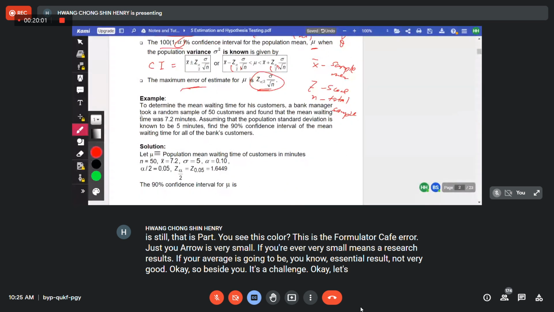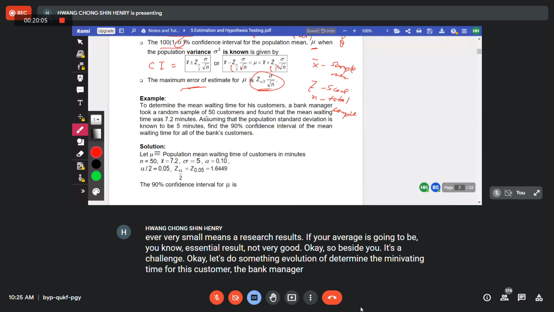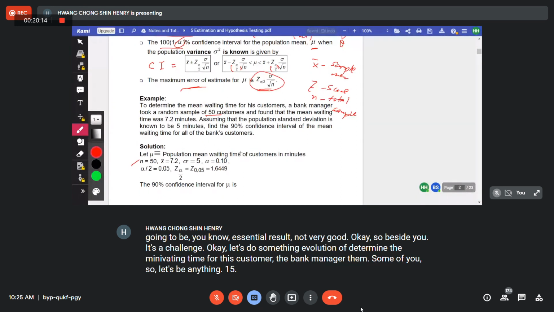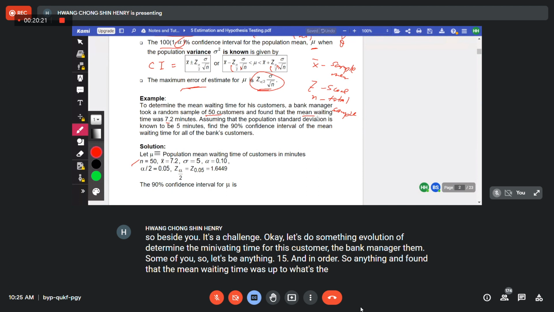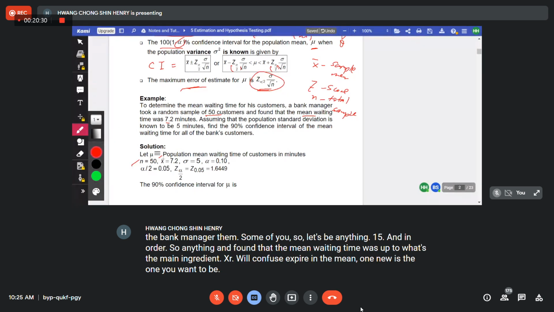Okay, let's do some calculation now. To determine the mean waiting time for his customers, a bank manager took a random sample of 50 customers. So what's 50? Sample. N is your 50. And found that the mean waiting time was 7.2. What's the mean waiting time? X bar, right? Don't confuse X bar and mu. Mu is the one you want to calculate in the CI. X bar is the one given.